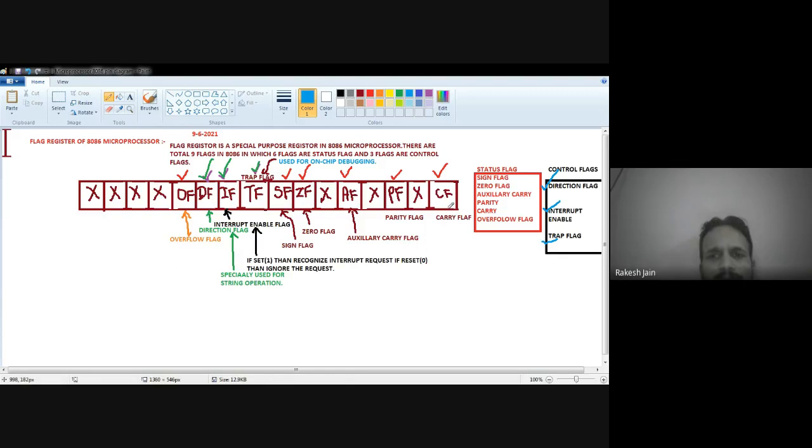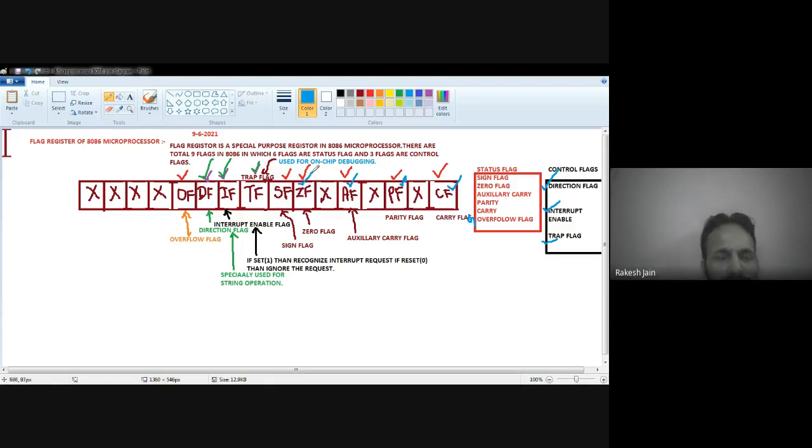Carry flag: if a carry is generated from any arithmetic and logic operation, then this flag will be set, otherwise reset. Parity flag, as I told, if the result contains an even number of ones, then it is reset, so we put 0 over here, and if set, then we put 1. Auxiliary carry flag: if a carry is generated from the lower nibble to the upper nibble, then it will be set, otherwise reset.